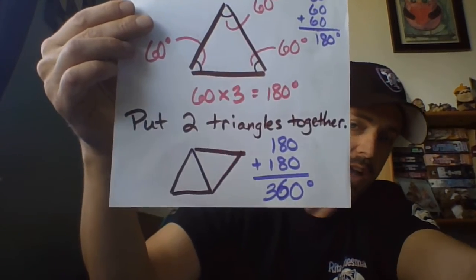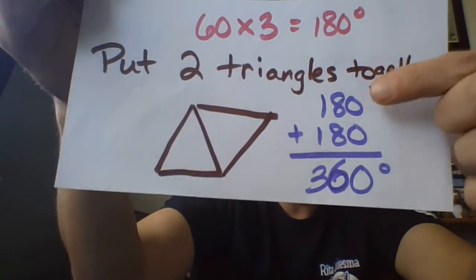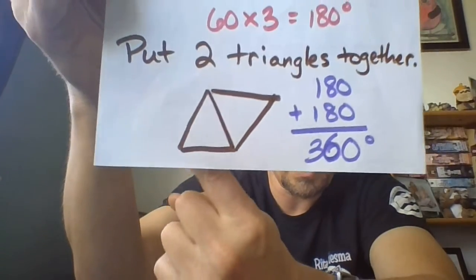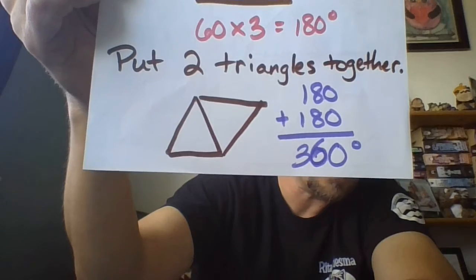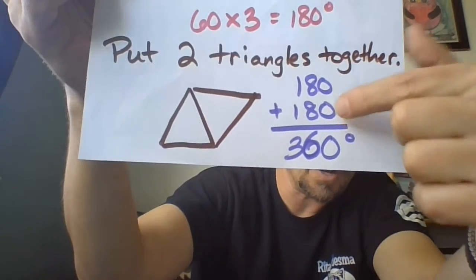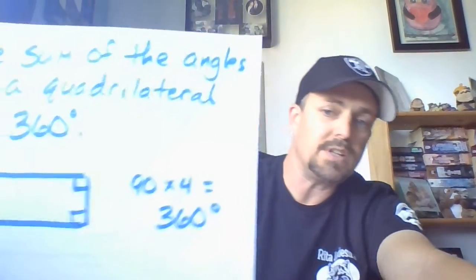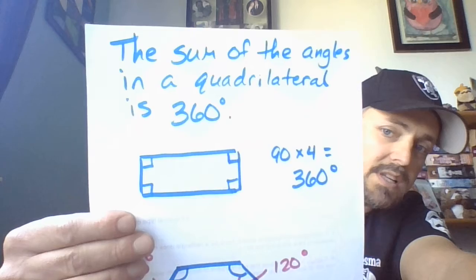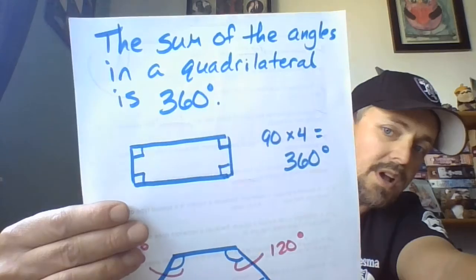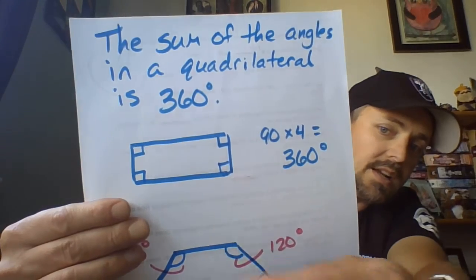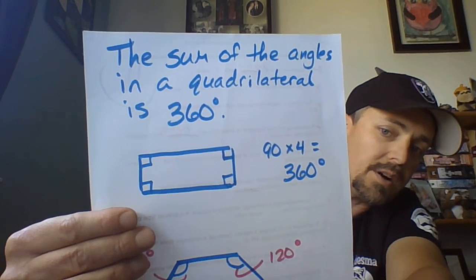But if you put two triangles together, take a look at what happens. You get a quadrilateral. So if you have two triangles put together, you get a quadrilateral. And 180 plus 180 is 360 degrees. So that brings us to our next point, which is that the sum of the angles in a quadrilateral is 360 degrees.